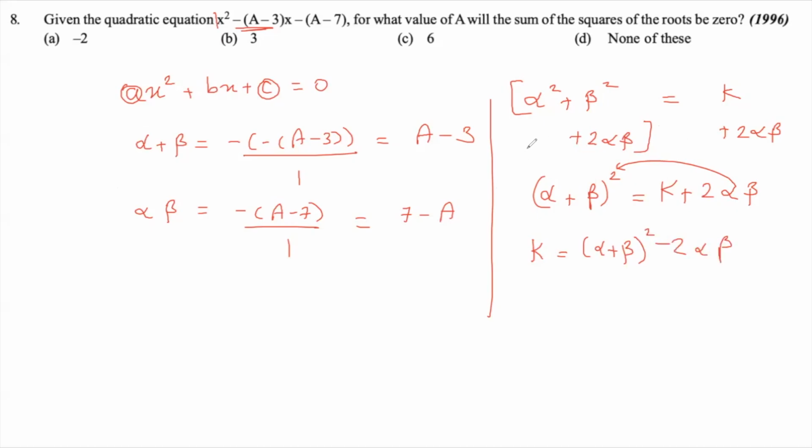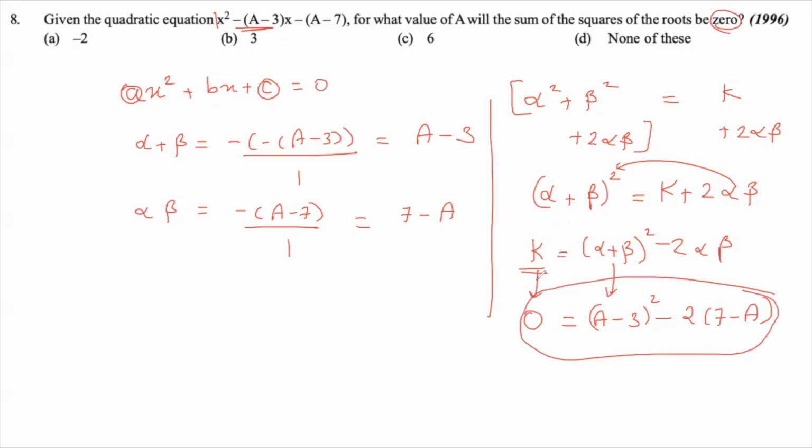And that's all. Now we simply need to plug in the values here. In place of alpha plus beta, I'm going to substitute a minus 3. So it will be (a minus 3) the whole squared minus twice alpha beta. Alpha beta is 7 minus a. And this is worth k, but k has been given to us as 0. The sum of the squares of the roots is 0. So k is nothing but 0 in this case. I simply need to solve for this equation and find out the value of a.